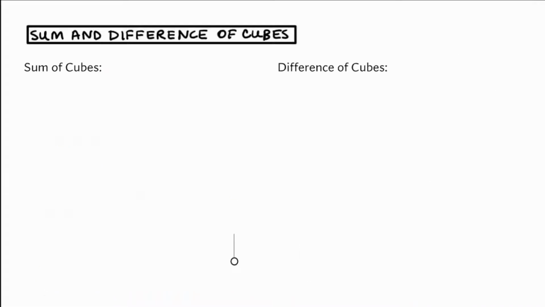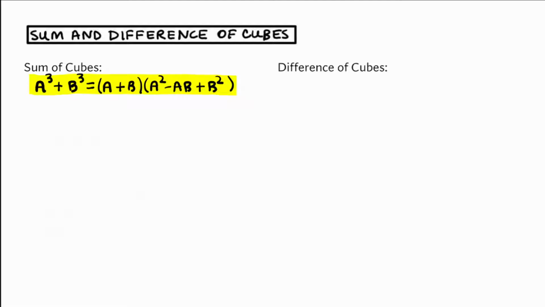Alright, now let's talk about something that's totally new to you, and that would be sum and difference of 2 cubes. Okay, so I think what I'm going to do is show you the formula, show you why it works, and then work an example. I'm also going to give you a memory trick to help you remember the formula, right? That's also going to be important. So I'm going to start off by just telling you how we factor a sum of 2 cubes.